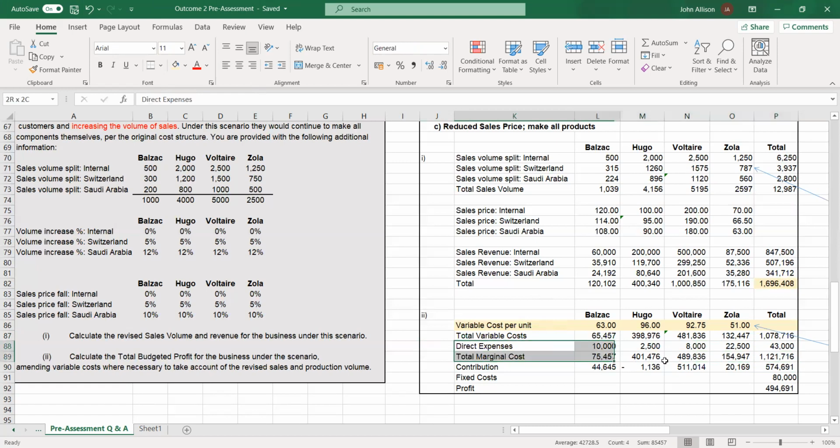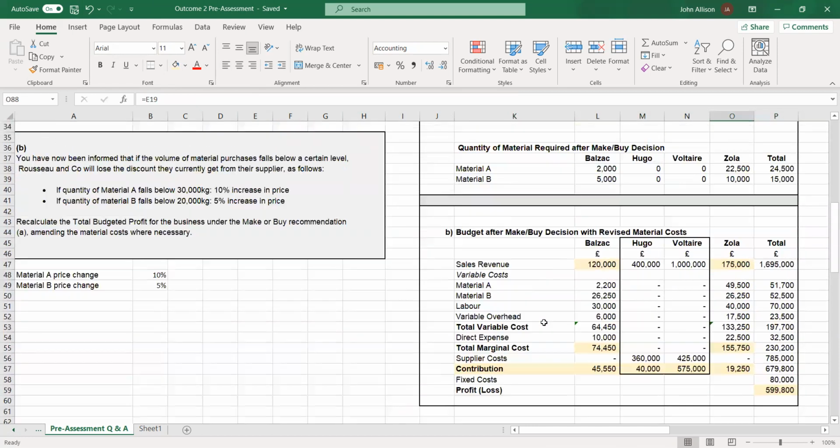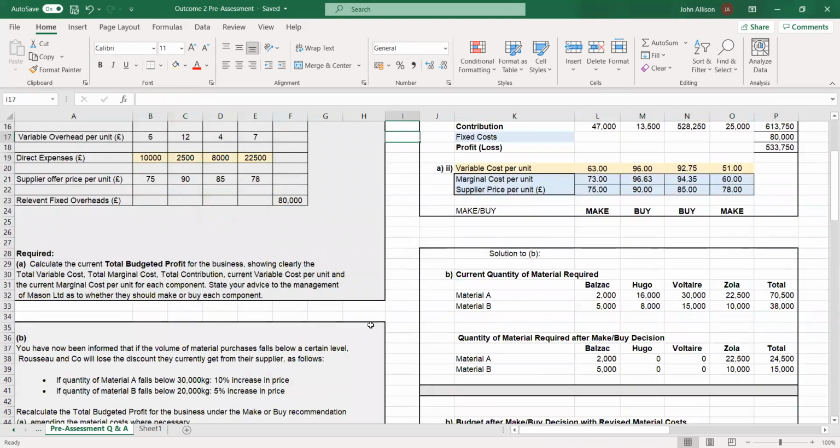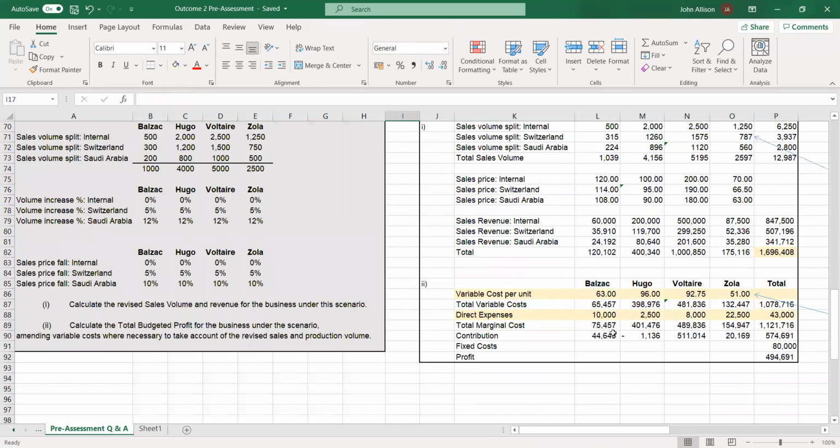I then add on the direct expenses to get the total marginal cost. And the direct expenses, again, it's the cost of hiring the machine. They haven't changed from what they were before. So they were 10,000 for Balzac, 2,500 for Hugo, 8,000 for Voltaire, and 22,500 for Zola. They're just going to be as they were in the question, so they haven't changed. They're just going to be the same numbers here.